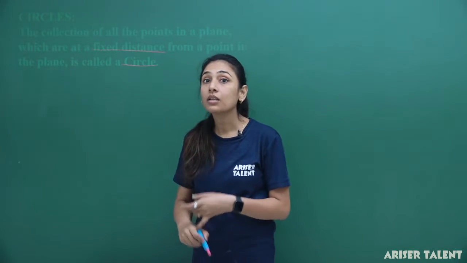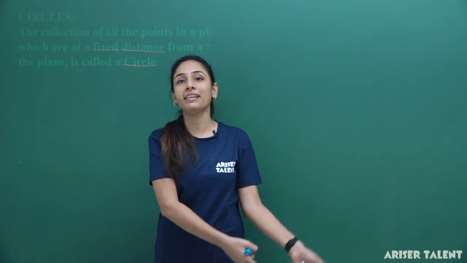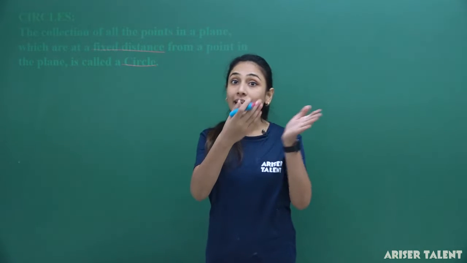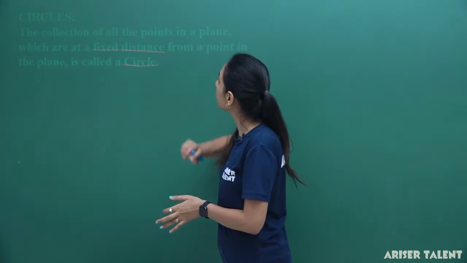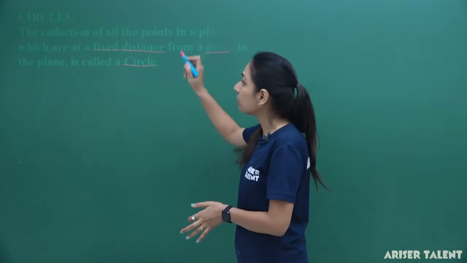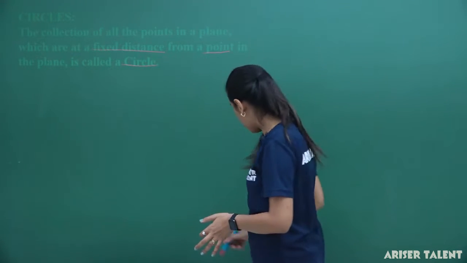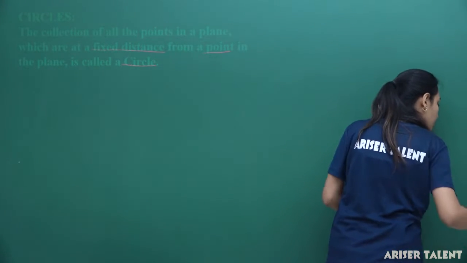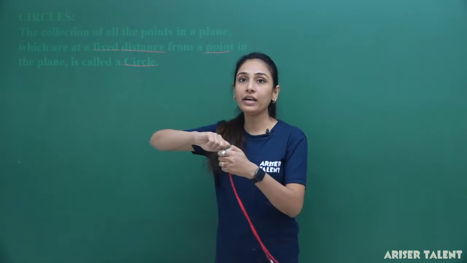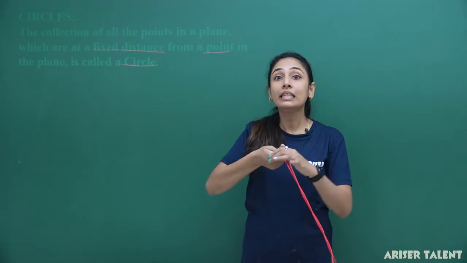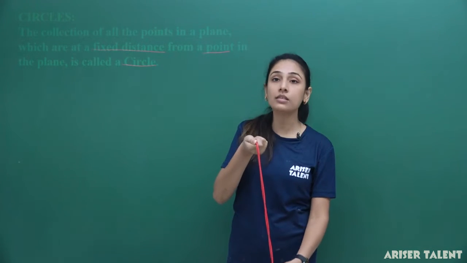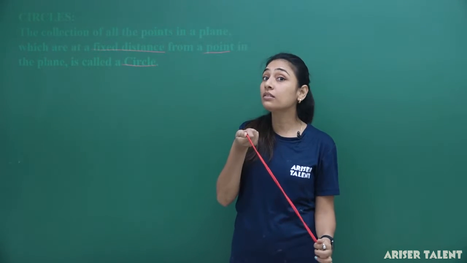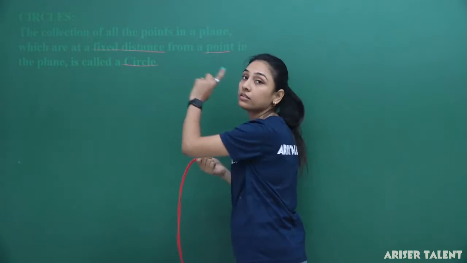Understood? Now that's why I was giving you that example, students, because by that example it's very easy to understand what this fixed distance is. From a point, what is this point in the plane? So I was telling you to assume this, from where I am holding it, as the point. So this is the fixed point. Now this is the fixed distance.